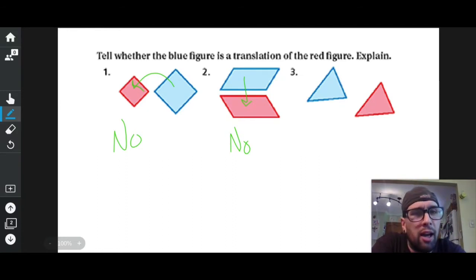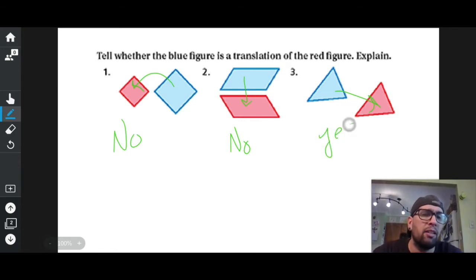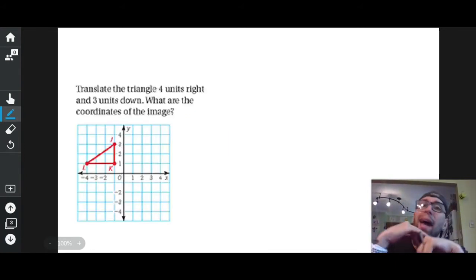What about this guy? Did blue become red and be a translation? It sure did. All I did was took that object and go, I didn't make it bigger, I didn't make it smaller, I didn't rotate it, I didn't flip it, I didn't turn it upside down. It's the same exact shape, but in a different location. Translations.